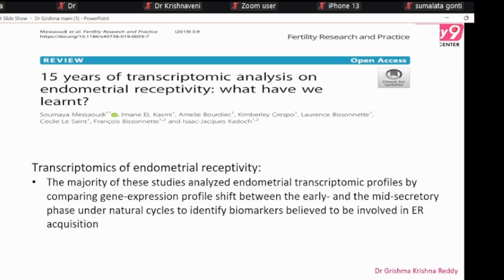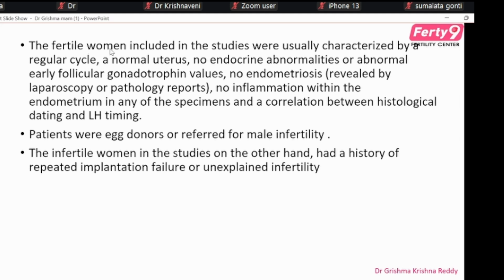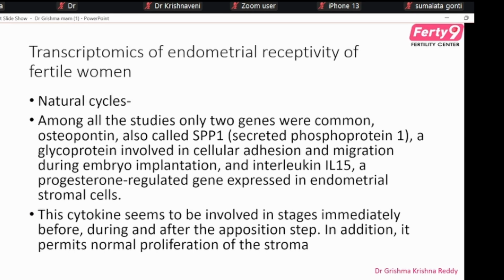Regarding the transcriptomics of endometrial receptivity, they have done a study over 15 years. In fertile women, the patients were egg donors, that means there is no problem, it was not their own cycles, with no disease and no inflammation. Then they also studied infertile women who had a history of repeated implantation failure. So how is the transcriptomics of fertile women?